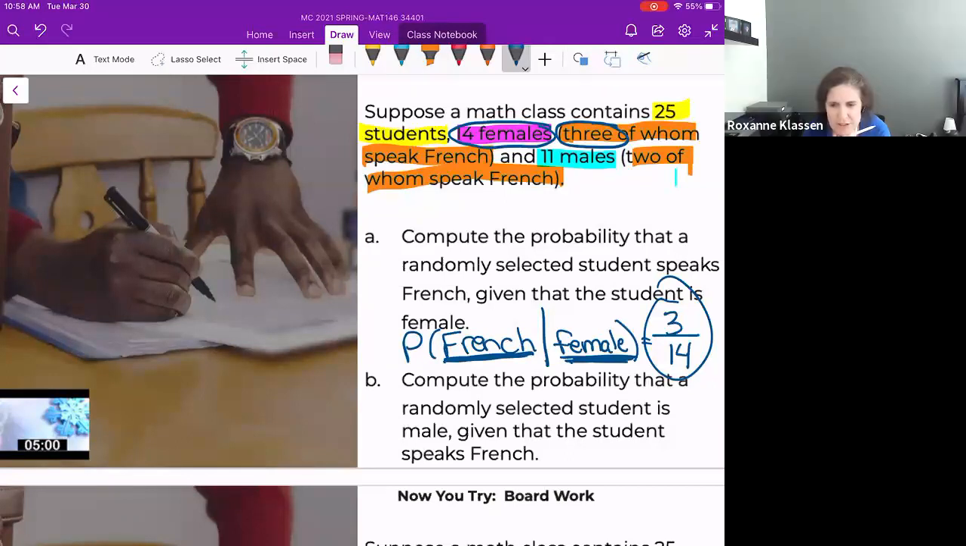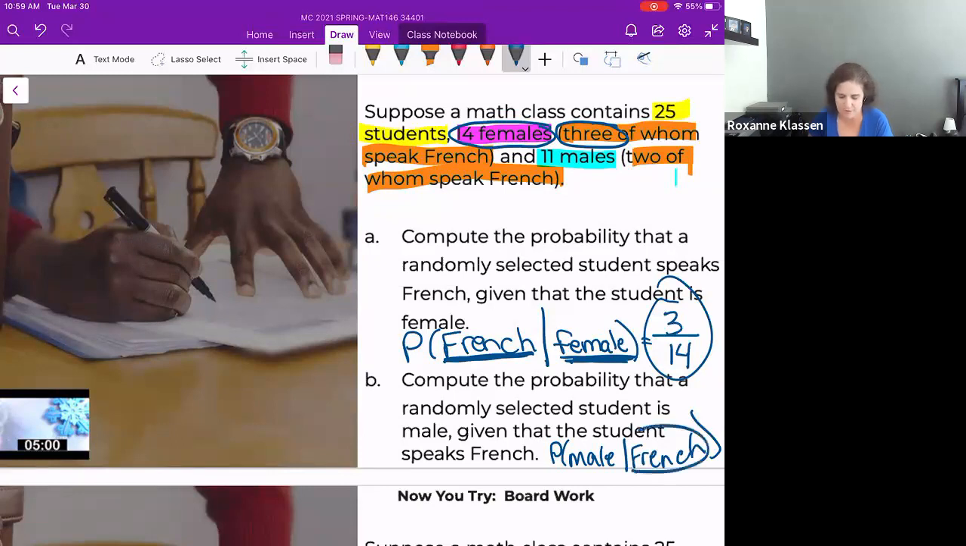All right, so it looks like so far I have 2 over 11 and I have 2 over 5, right? Those are kind of the choices that I have. And some of us are writing male first and then French, and some of us are writing French first and then male. So let's go back to the question. It says the probability that they're male given they speak French. So that's how we need to write it.